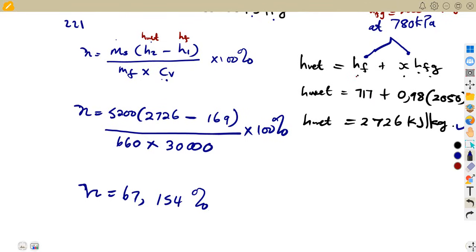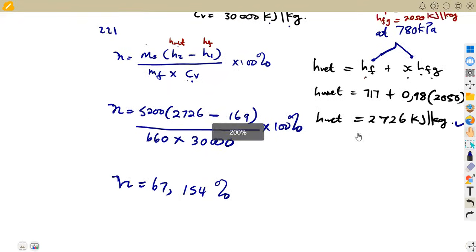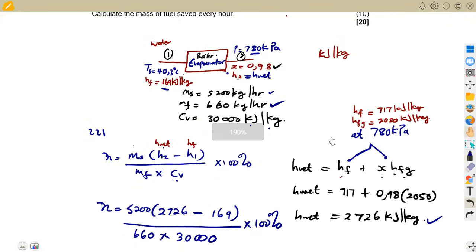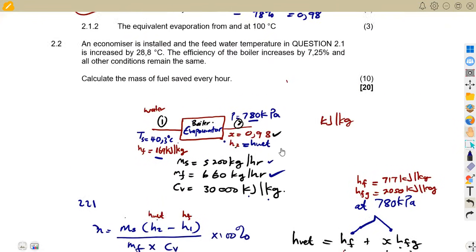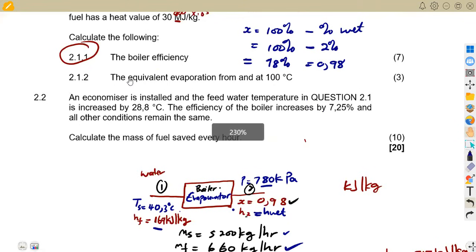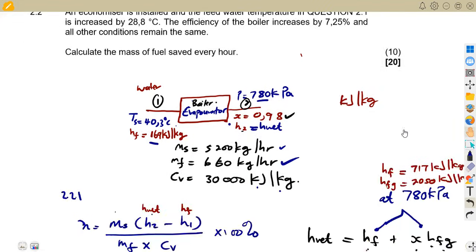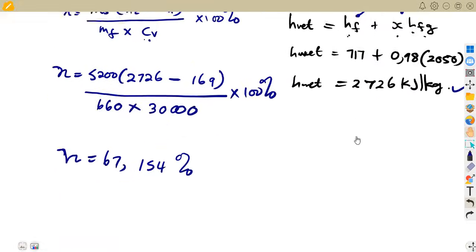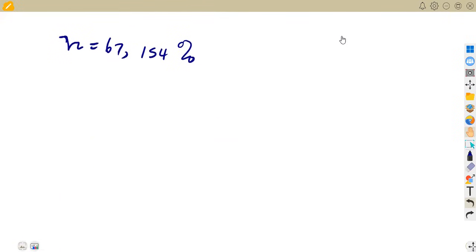So as you can see, it required 7 marks because there we needed to calculate H wet, to have HF, and also the illustration of information is important. All right, then from there, the equivalent evaporation, and it must be at what? 100 degrees Celsius. Always the equivalent evaporation, you are going to take it at 100 degrees Celsius.